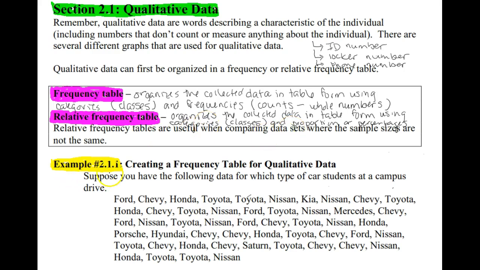Example 2.1.1, creating a frequency table for qualitative data. Suppose you have the following data for which type of car students at a campus drive. All of this data is given here. You have a file in Blackboard that has all of the data for this chapter already in a spreadsheet ready to upload to StatCrunch.